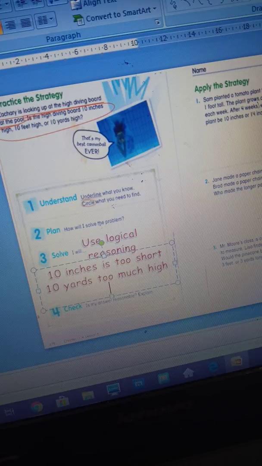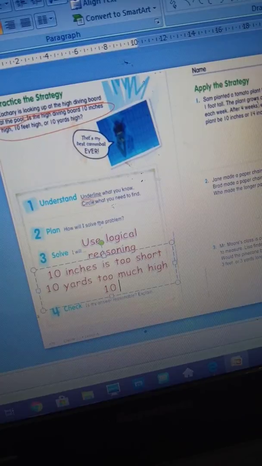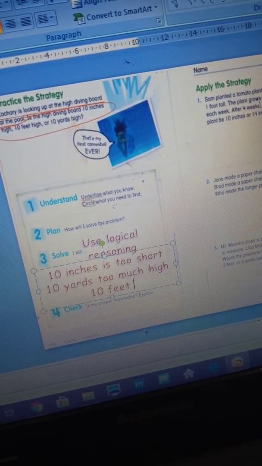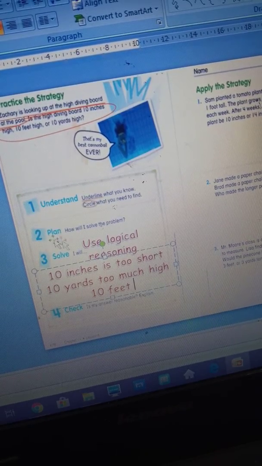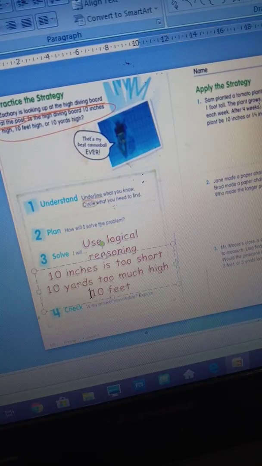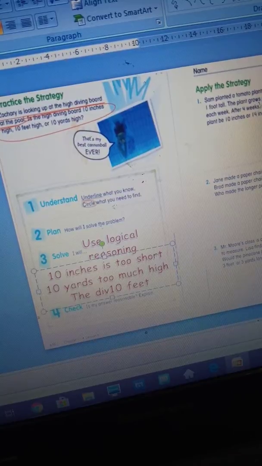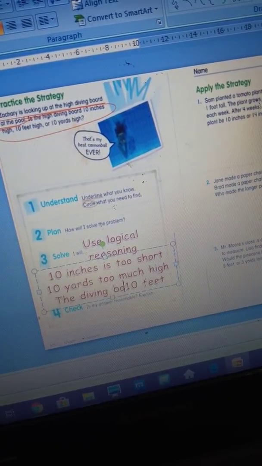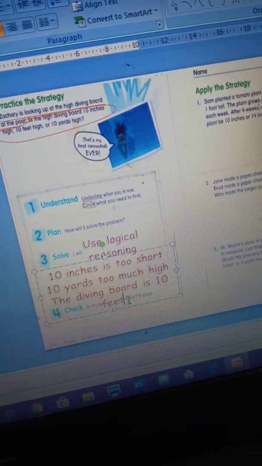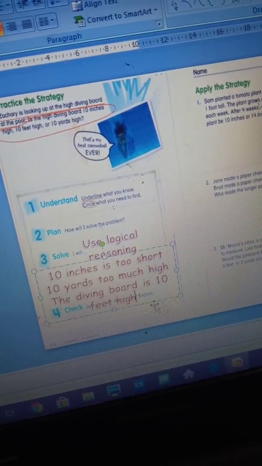So, meaning to say what? Correct. The 10 feet is the one we are looking for. The diving board should be what? The diving board is 10 feet high. Okay?